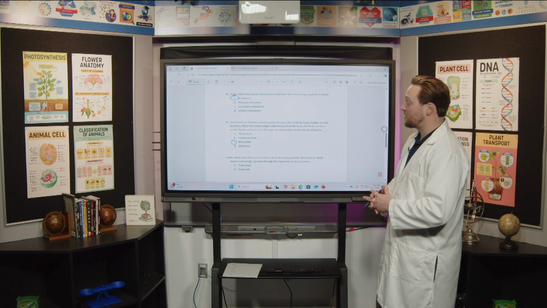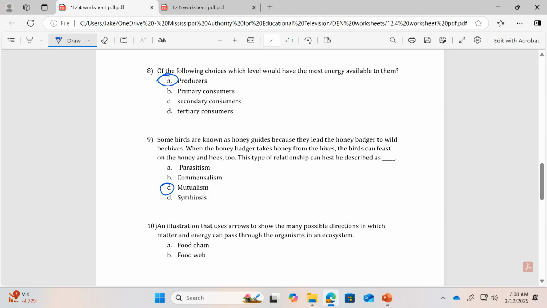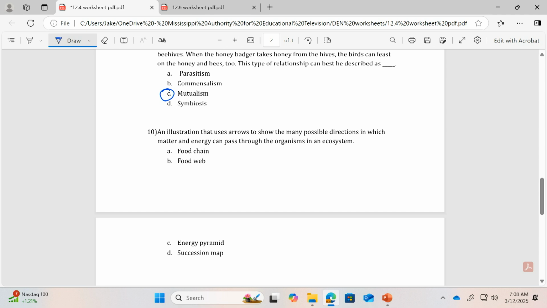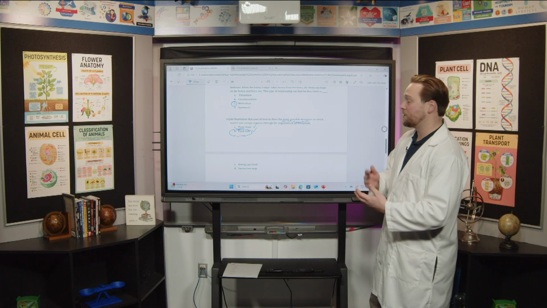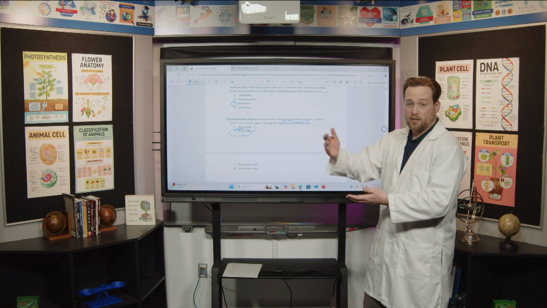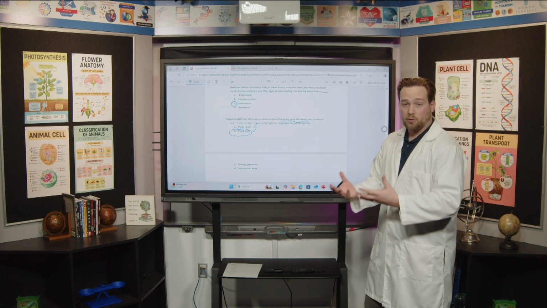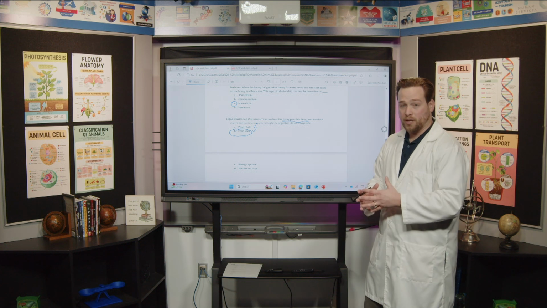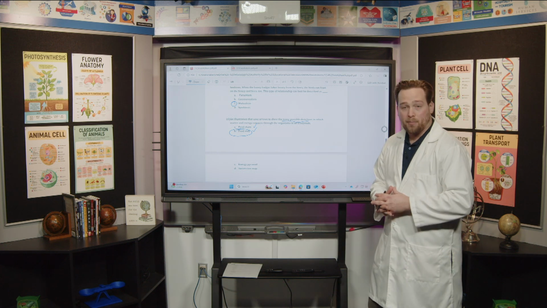All right, ten, this one says an illustration that uses arrows to show the many possible directions in which matter and energy can pass through the organisms in an ecosystem. So here are all of our answer choices here, and this is a little confusing because you might think it could be food chain or food web, but because this says many possible directions, that's going to lead me to pick food web. Remember, the food chain is more simple, it's very linear, you go from one organism to the next. The food web is the one that's a little bit more complicated. It shows all of those relationships in an ecosystem. So I think that's our best answer choice here.